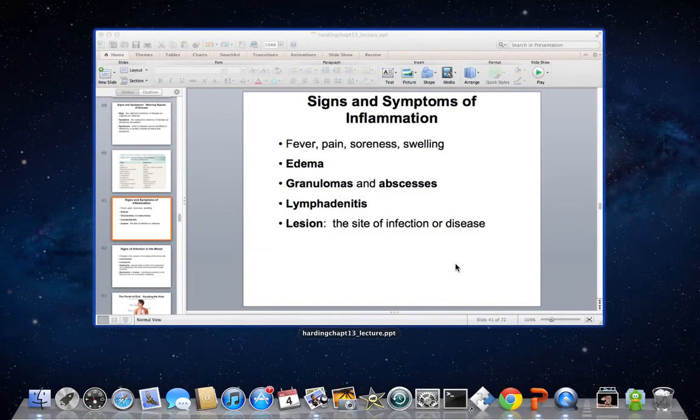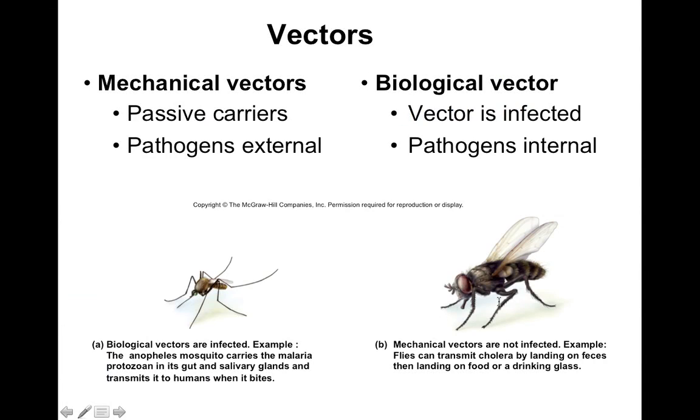So here you can see a mechanical vector. Generally flies like to land on poop. It's where they lay eggs. They can carry around E. coli on their legs and then transmit it to subsequent people or subsequent animals or whatever the case may be. Mosquitoes, on the other hand, actively take up blood, and in that blood you can find things like malarial parasites, and those malarial parasites utilize the digestive tract of the mosquito to continue their life cycle and transmit the malaria.